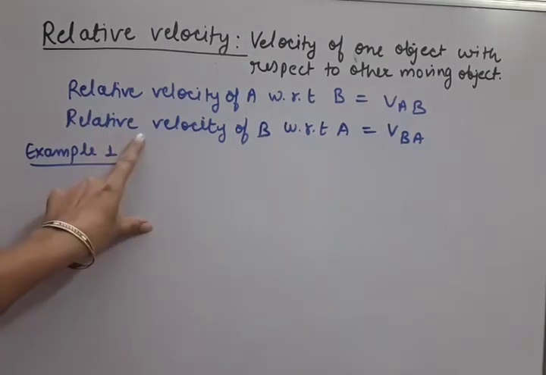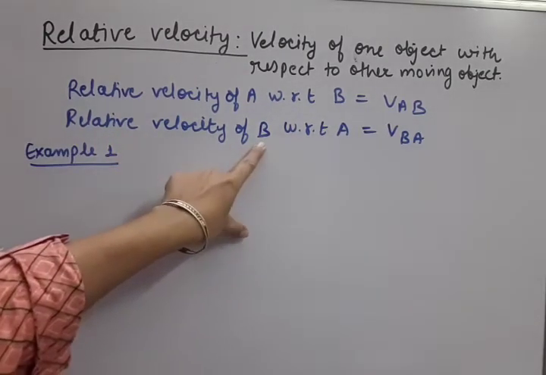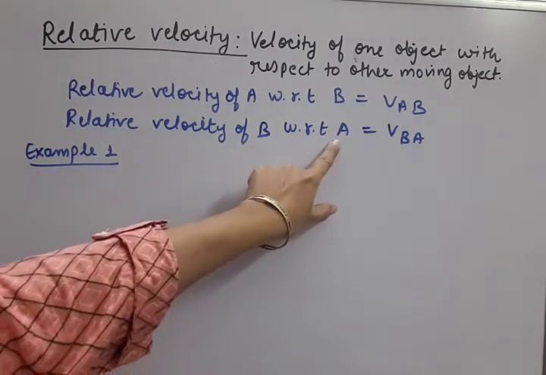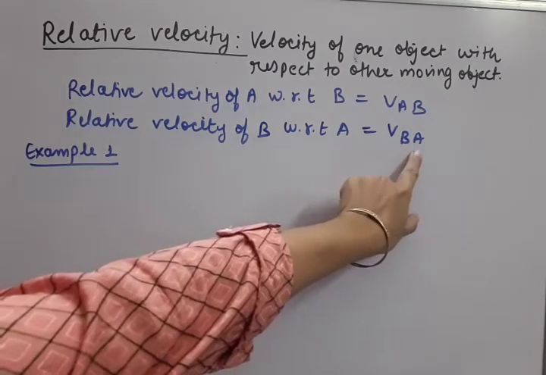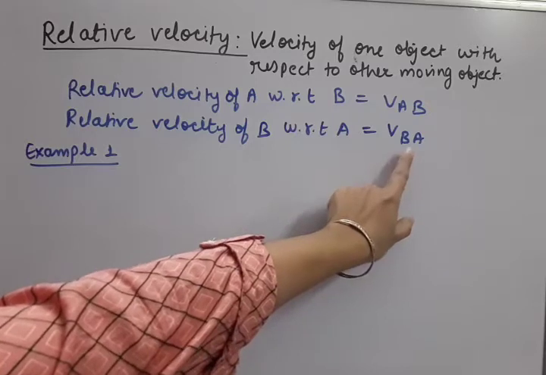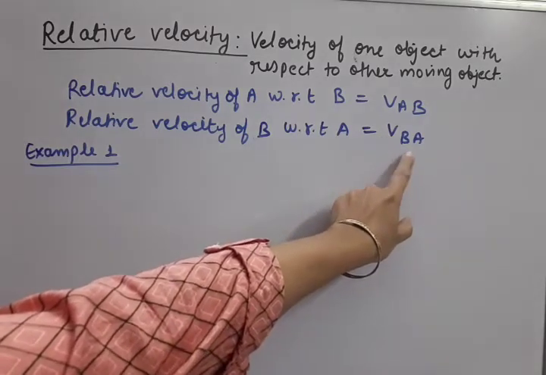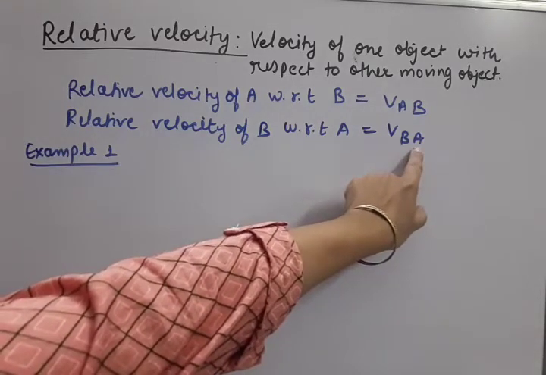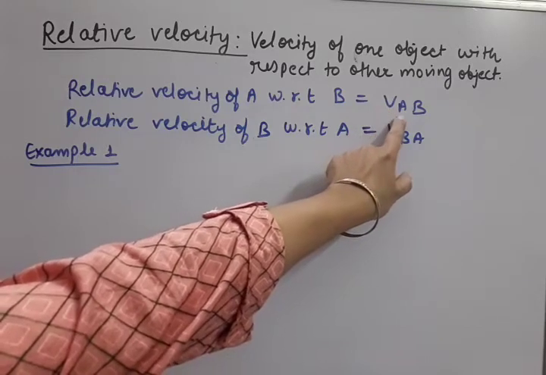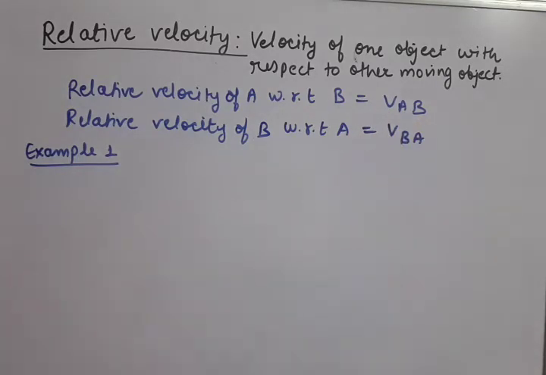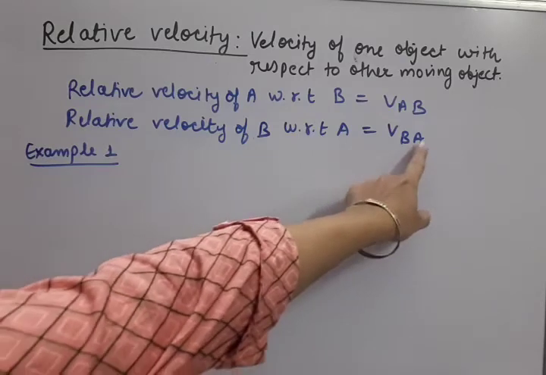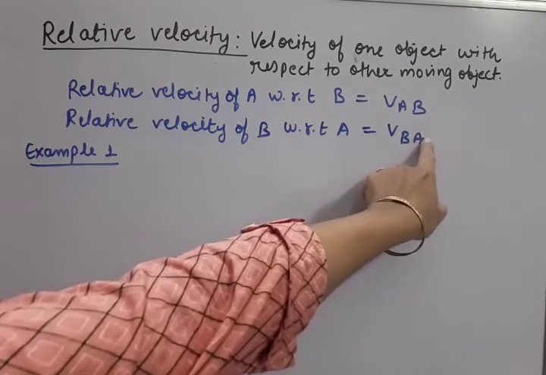In the same manner, the relative velocity of B with respect to A, if we have to write, will be written VBA. So remember it this way: velocity of B with respect to A, and this is velocity of A with respect to B. So the sequence is important. That only tells us with respect to what we are studying. So the with-respect-to object is always written at last.